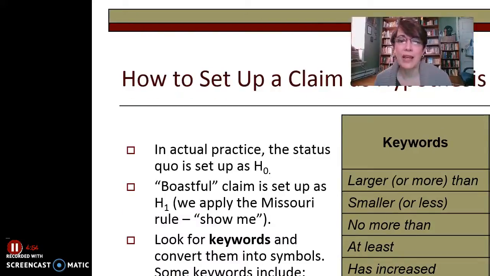Here's some symbols and what they mean. Sometimes word problems get a little tricky, as we know. We have talked about some.